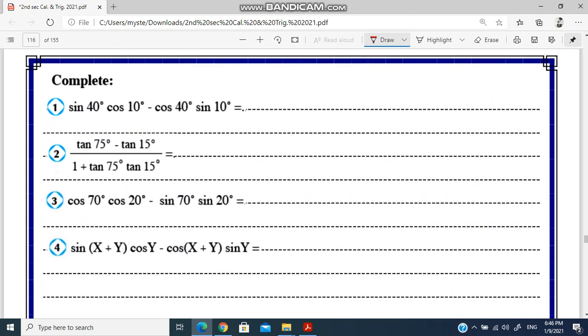Complete: sine 40 cosine 10 minus cosine 40 sine 10. Sine cosine minus cosine sine. It will be sine 40 minus 10, equals sine 30, which equals 1 over 2. Here, tan 75 minus tan 15 over 1 plus tan 75 times tan 15. That is tan of the difference between the two angles, 75 minus 15. Tan of 75 minus 15 equals tan 60, which equals root 3.